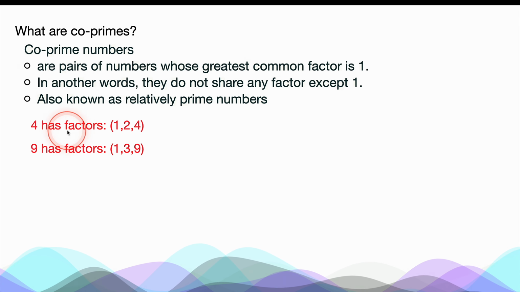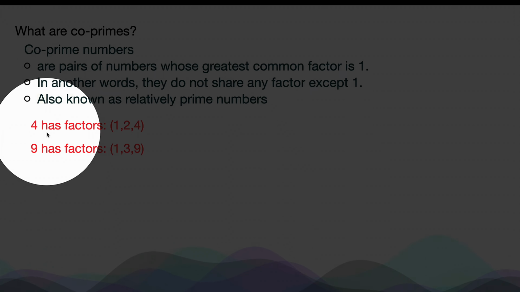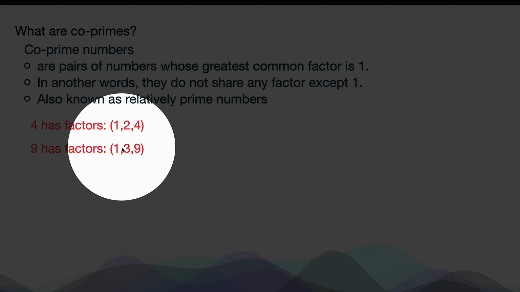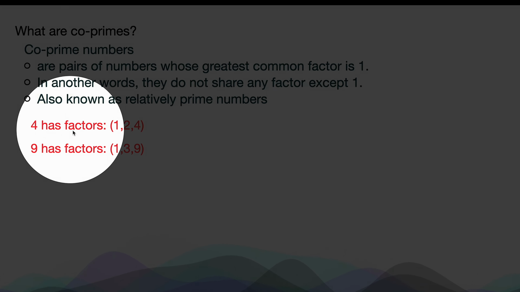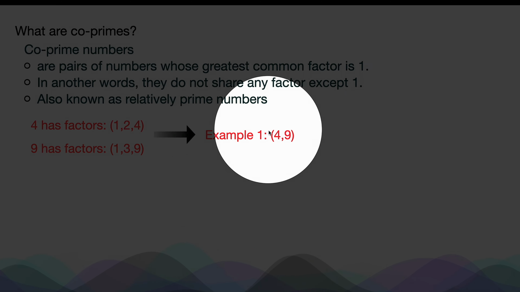So relative prime numbers is the same as coprimes and it is not the prime numbers. So let us look at a few examples. 4 and 9. Again, 4 has factors 1, 2, 4 and 9 has factors 1, 3, 9. And what are the common factors between 4 and 9? It is just going to be 1. We can say that 4 and 9 will form a coprime.